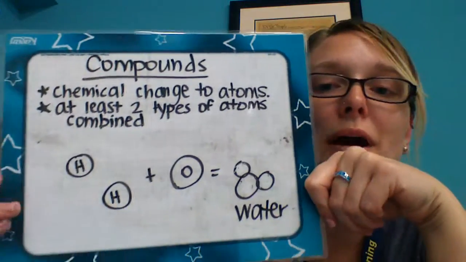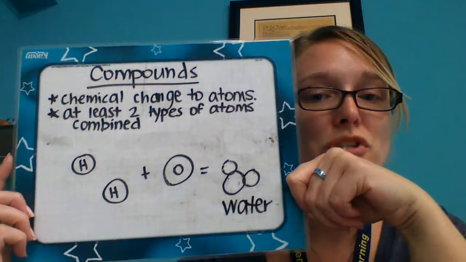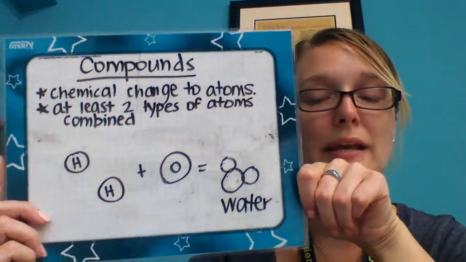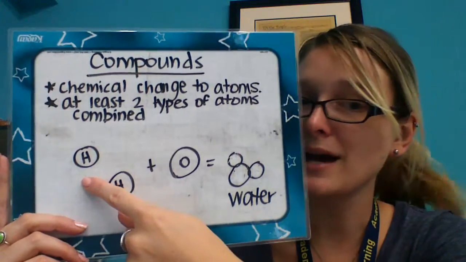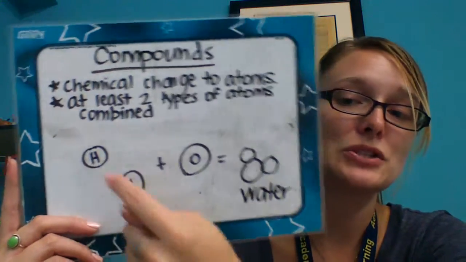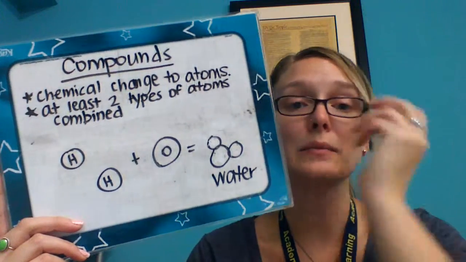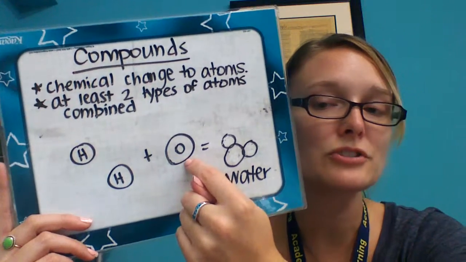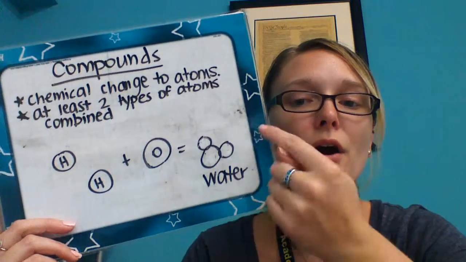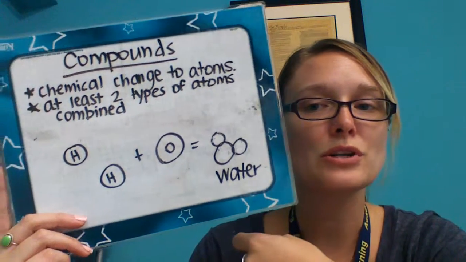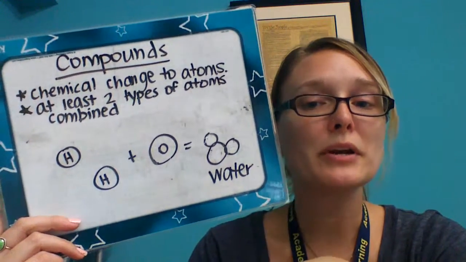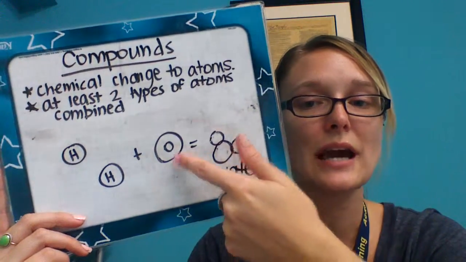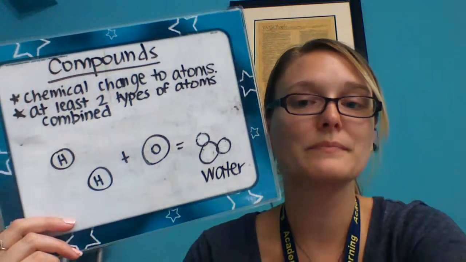Now we have compounds. Compounds are what happens when there is a chemical change to the atoms. At least two types of atoms are combined with a chemical change happening. For example, this is a common one. This is a compound we all know. We take hydrogen atoms, a bunch of hydrogen atoms, put them together with a bunch of oxygen atoms, and they combine to make water. So we've got our new compound there. Some of the properties in water have changed. For instance, hydrogen is a gas, oxygen is a gas, water is a liquid.